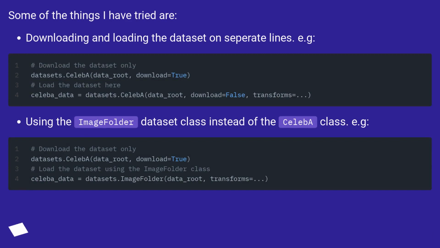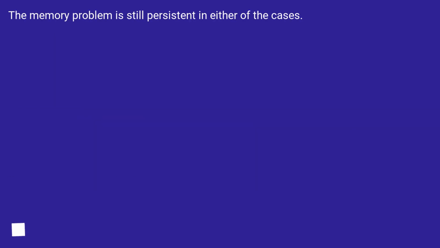Some of the things I have tried are downloading and loading the dataset on separate lines, e.g. using the ImageFolder dataset class instead of the CelebA class, e.g. The memory problem is still persistent in either of the cases.